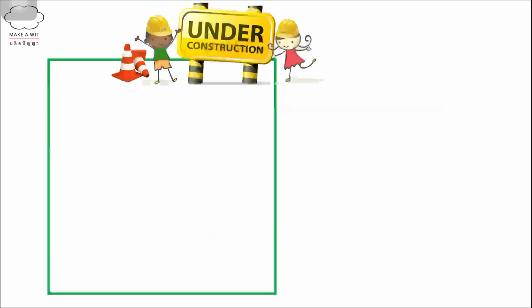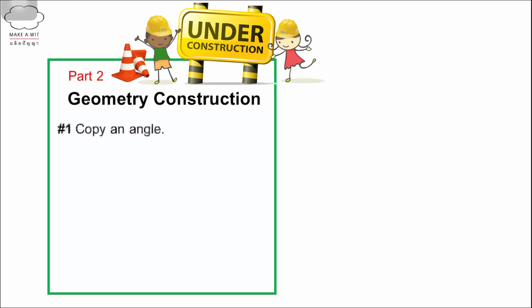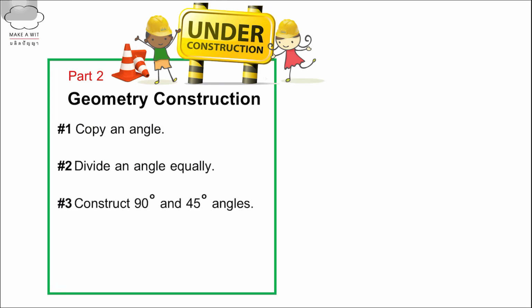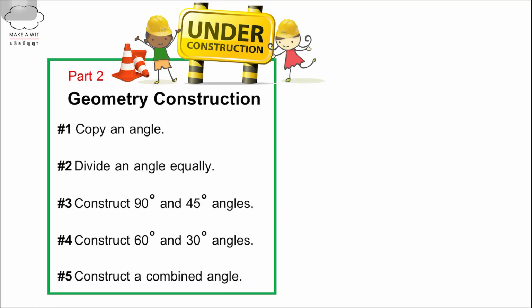Alright, now let's see. What did we learn so far on part 2? Number 1, copy an angle. Number 2, divide an angle equally. Number 3, construct 90 degrees and 45 degrees angle. Number 4, construct 60 degrees and 30 degrees angle. And last one, construct a combined angle.